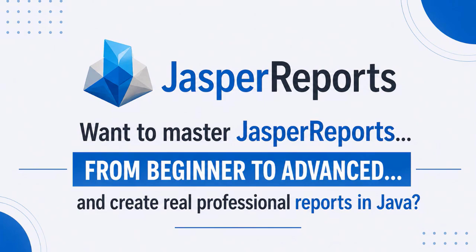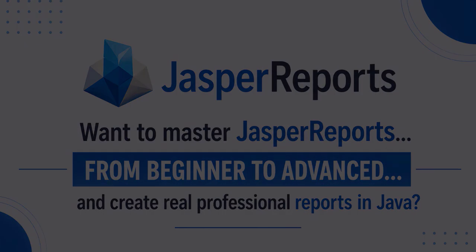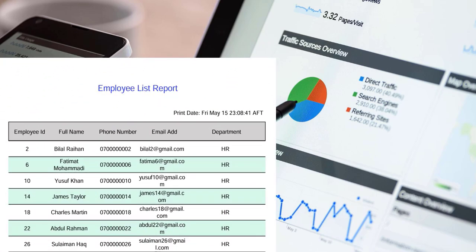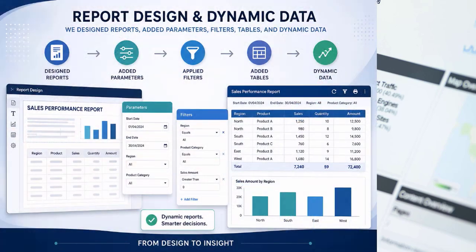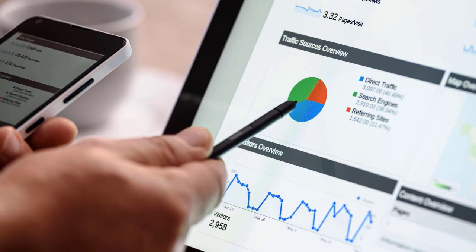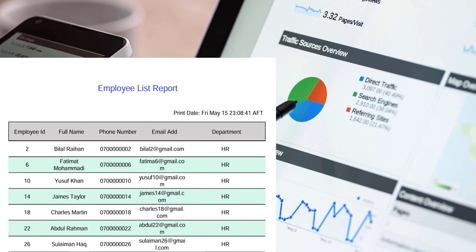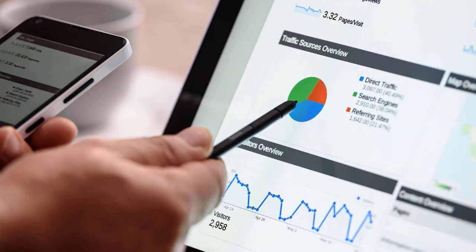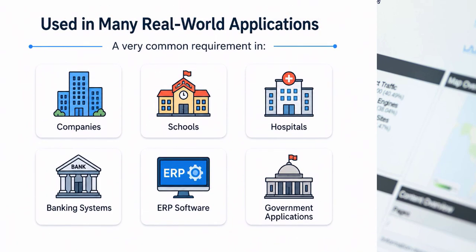Hello everyone, welcome back to the full Jasper reports course. In today's video, we are going to learn how to export a Jasper report into a PDF file using Java. Until now, we designed Jasper reports, added parameters, filters, tables, and dynamic data. But today, we are moving to one of the most important features in real-world applications, generating professional PDF reports directly from Java applications. This is a very common requirement in companies, schools, hospitals, banking systems, ERP software, and government applications.